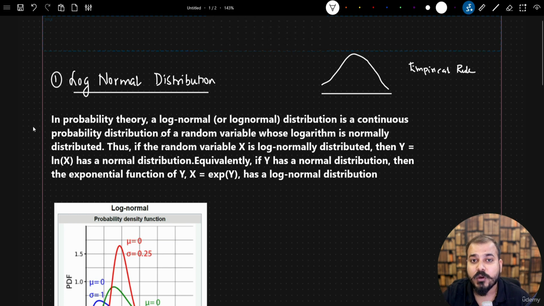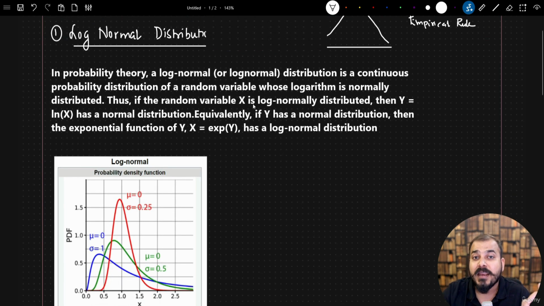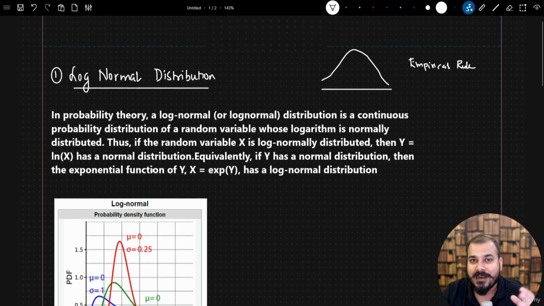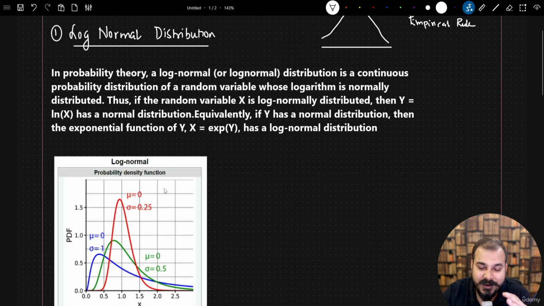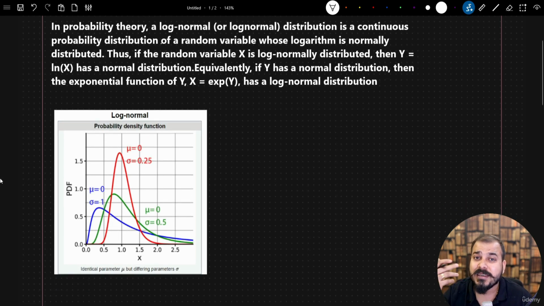In the definition over here, you can probably see that in probability theory, a log normal distribution is a continuous probability distribution of a random variable whose logarithm is normally distributed. Thus, if the random variable x is log normally distributed, then y is equal to log of x has a normal distribution. Okay. Now, I know I've just read this, and that is what I usually do. First of all, I'll try to display the definition so that you can understand. Now, let me just go ahead and explain this.